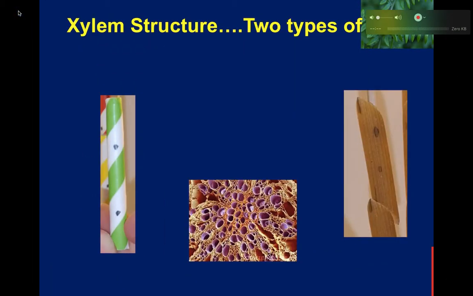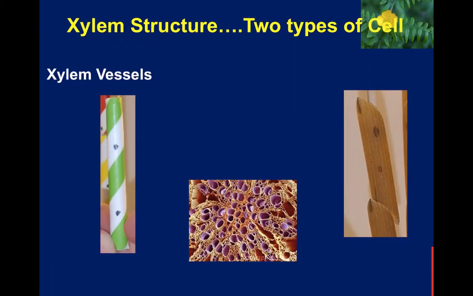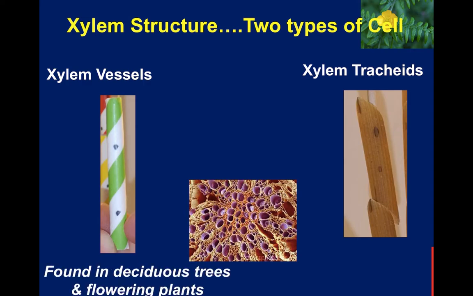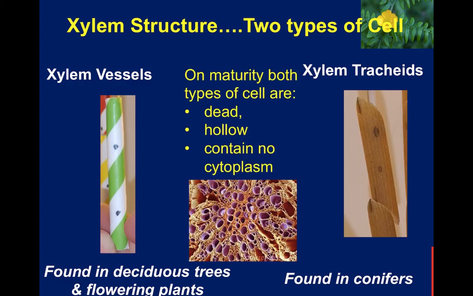So moving back to this, the xylem vessels are the ones that look like the straws. We'll do some diagram drawing in a second. And the tracheids are these guys with the pointy ends, the tapered ends. Xylem vessels are found in deciduous trees and flowering plants, so essentially more evolved, more complicated plants. And the tracheids will be found in conifers. Now, when both of these tissues come to maturity, the cells that are in them are dead. There's no cytoplasm, no nucleus. They are essentially dead cells.